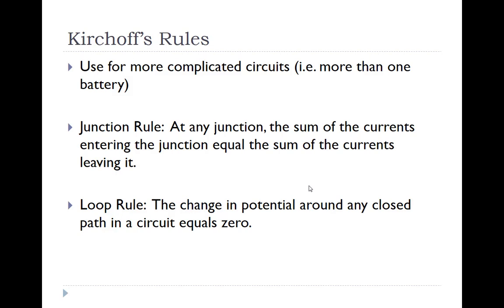The second rule is the loop rule. The change in potential around any closed loop path in a circuit equals 0, which is kind of a nice way of saying that whatever the battery provides in terms of energy or potential has to be used by the elements of the circuit. Okay, examples coming.